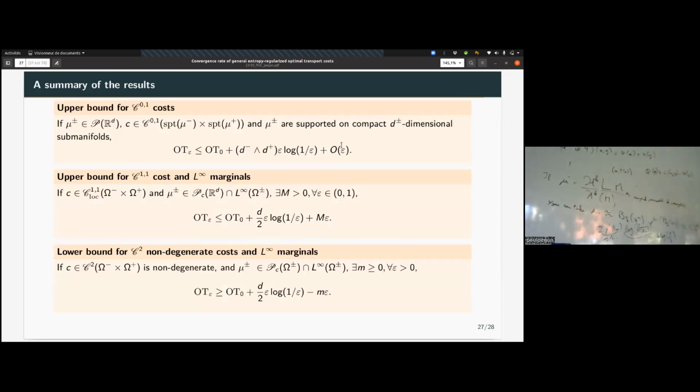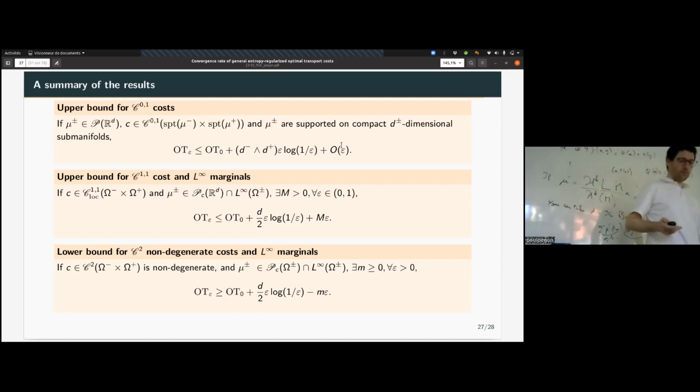So, a quick summary of the results. You have two types of bounds depending on the regularity of the solution to the equation with cost c. You have a more general upper bound with the non-general solution, and here you have a finer bound and finer solution. And for the lower bound, you have this non-degeneracy condition. And once you put all these assumptions together, you get exactly the correct asymptotics: OT epsilon is OT0 plus this term plus a little o of epsilon. And as I said, you recover the rate of convergence of Sinkhorn divergences, at least the log epsilon, in all these situations.